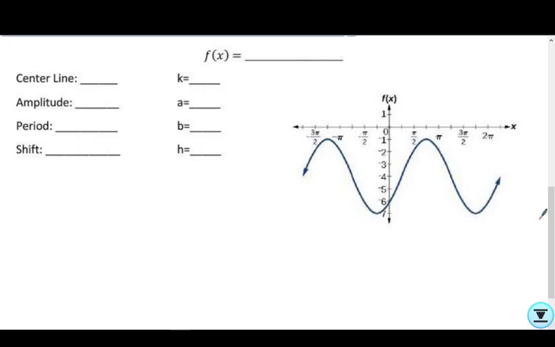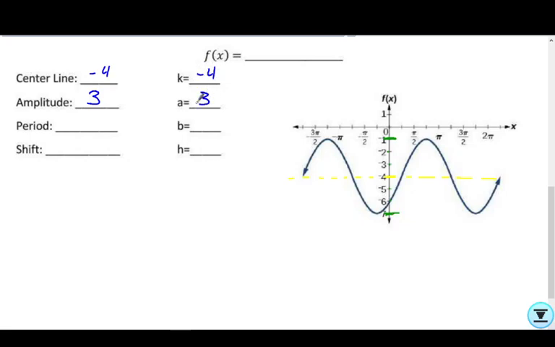The last one. For this one, same thing. I'm going to start with our max, which is at -1. Our min is at -7. Okay? So 1, 2, 3, 4, 5, 6. So my whole distance is 6. My center line is in the middle, 2, 3, right here. So this is my center line at -4. My amplitude is 3. It's 1, 2, 3, 1, 2, 3 from my center line. So I already know K is -4 and A is 3.